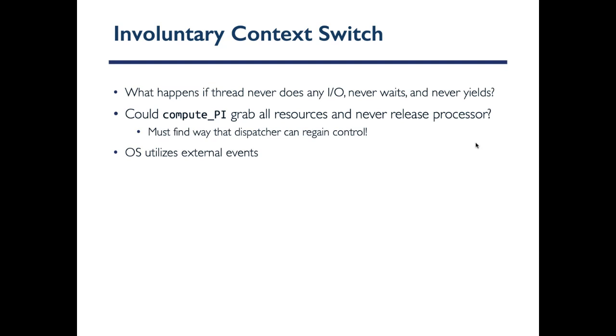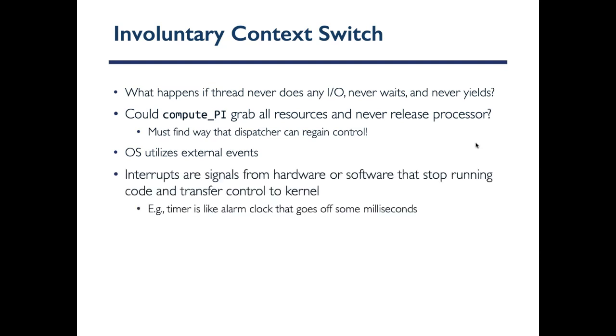The OS utilizes external events. In the context of an operating system, we are actually talking about a timer. Every time we context switch to a thread, usually the kernel sets a timer, and then this timer will expire, and when it expires, it traps to the kernel, and then the kernel decides whether or not to run the thread that was running or run some other thread.